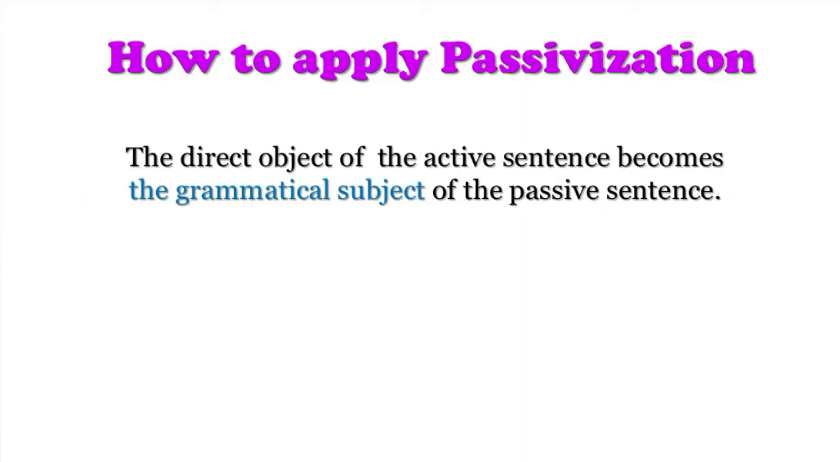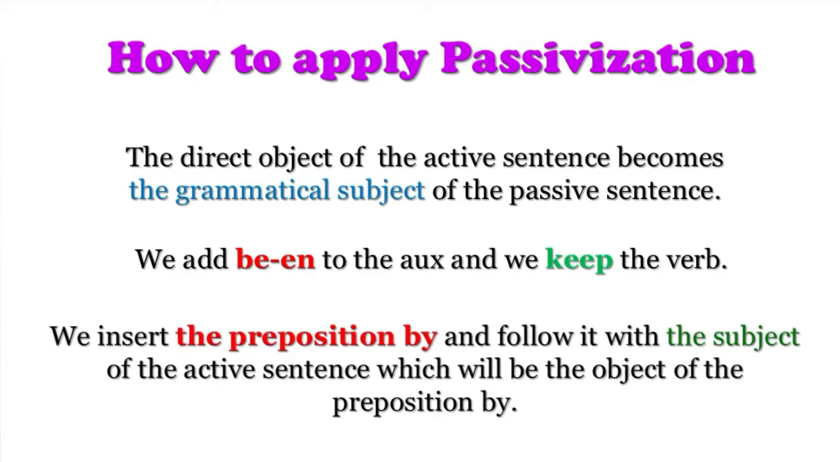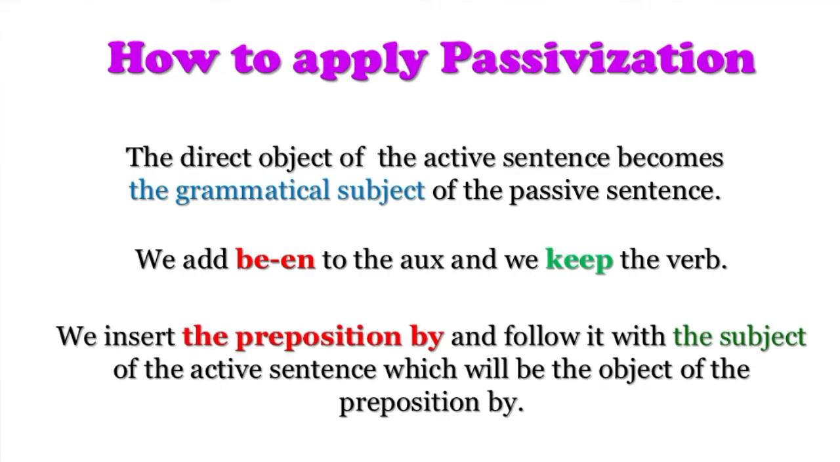دوزو دابا how to apply passivization. أول حاجة واللي هي the direct object of the active sentence becomes the grammatical subject of the passive sentence. لما رجع عندنا the object of the active sentence ولا هو the subject of the passive sentence we add ben to the aux and we keep the verb. من بعد هادشي we insert the preposition by and follow it with the subject of the active sentence which will be the object of the preposition by.